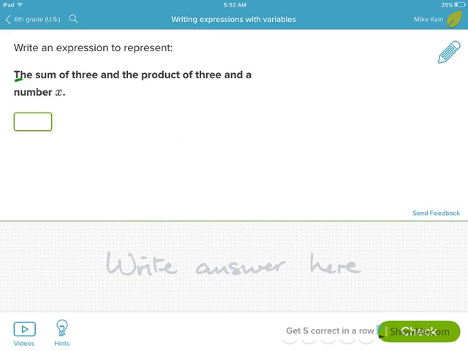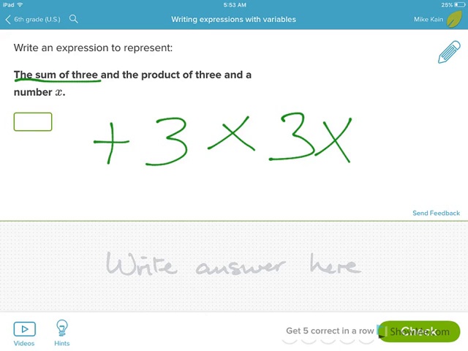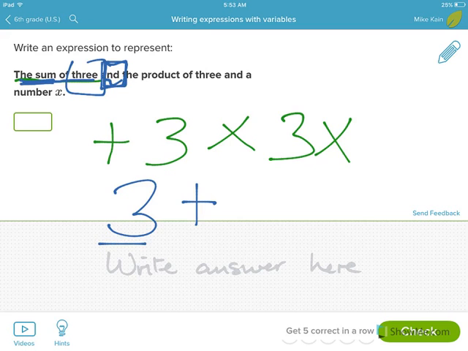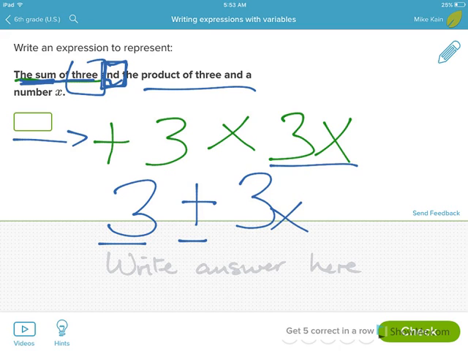Look, ready? The sum of 3 and the product of 3 and a number x. Oh, you kind of, I see you wrote it really literally. It's the sum of 3 and, so basically this "and" is going to separate your expression. So it's the sum of 3 and the product of 3 and the number x, which is 3x. So you got that part right. You can't just write it left to right, because that would just be kind of weird.